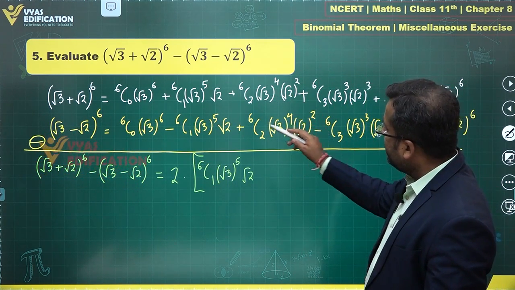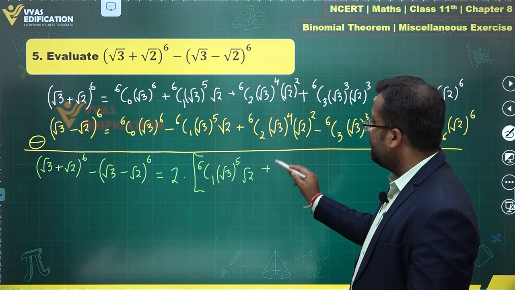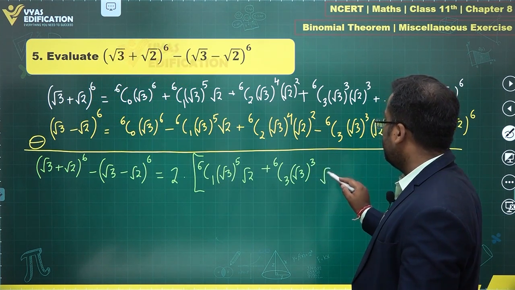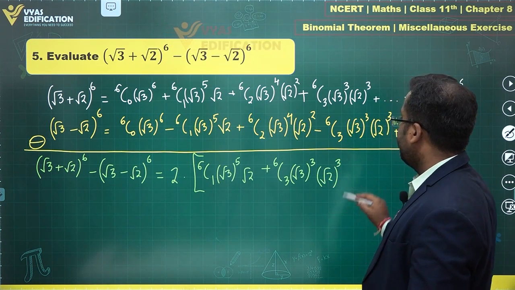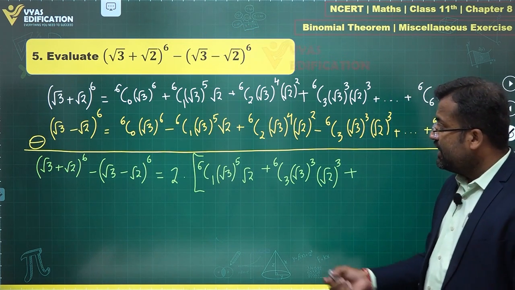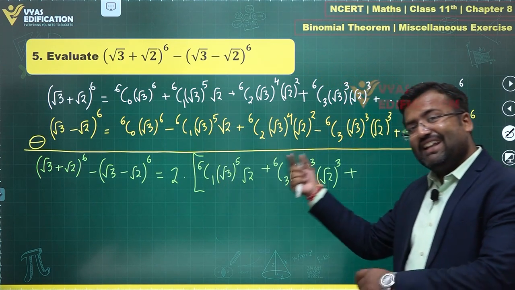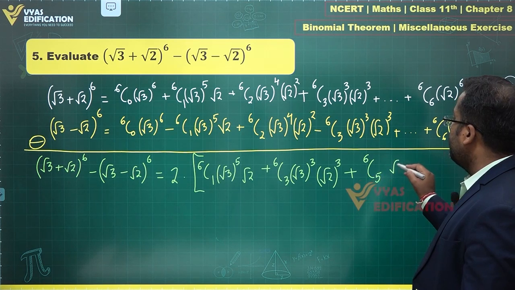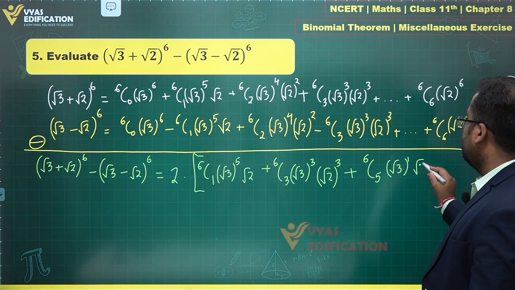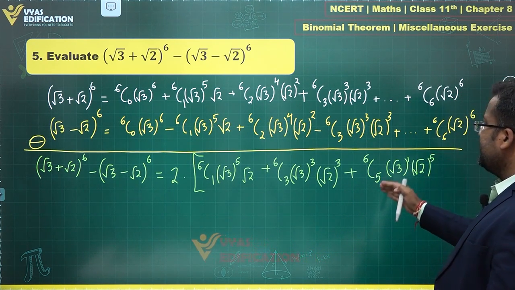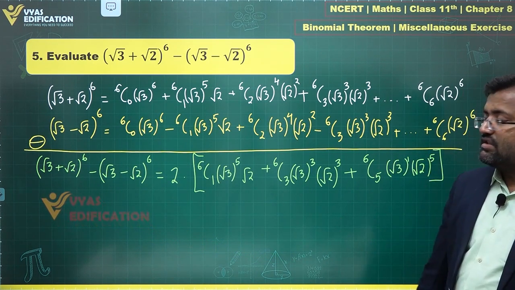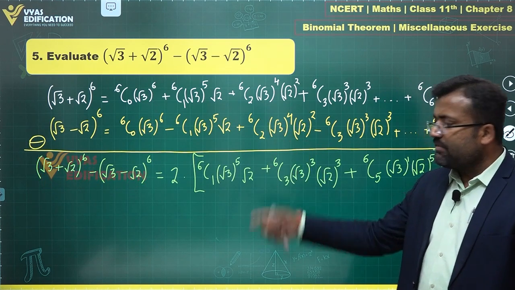Next term, this will get cancelled, whereas these will get added. There will be 6c3 root 3 power 3 square root of 2 power 3. Then you'll have another term. If you observe 6c1, 6c3, the next term will be 6c5. So you observe the series. This is 6c5 root 3 power 1 root 2 power 5. Then 6c7? No, there is no 6c7. There are only terms up till 6c6. So this is what you have, and now we are only supposed to simplify this expression.